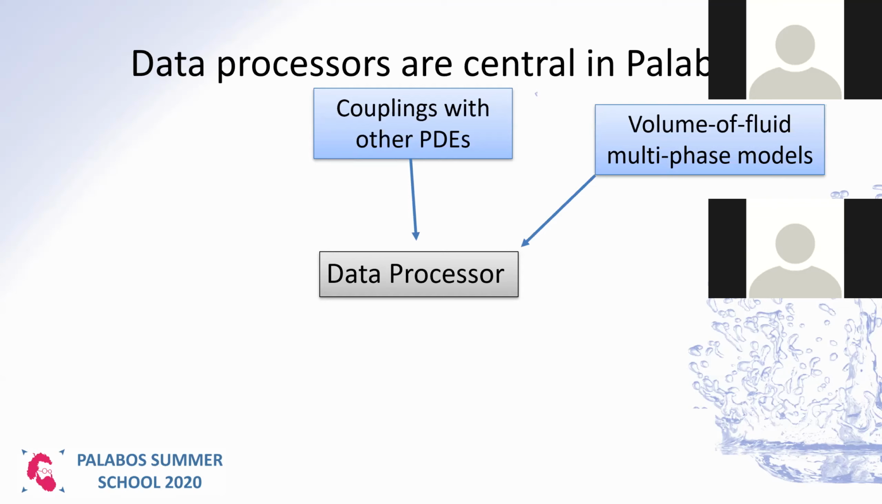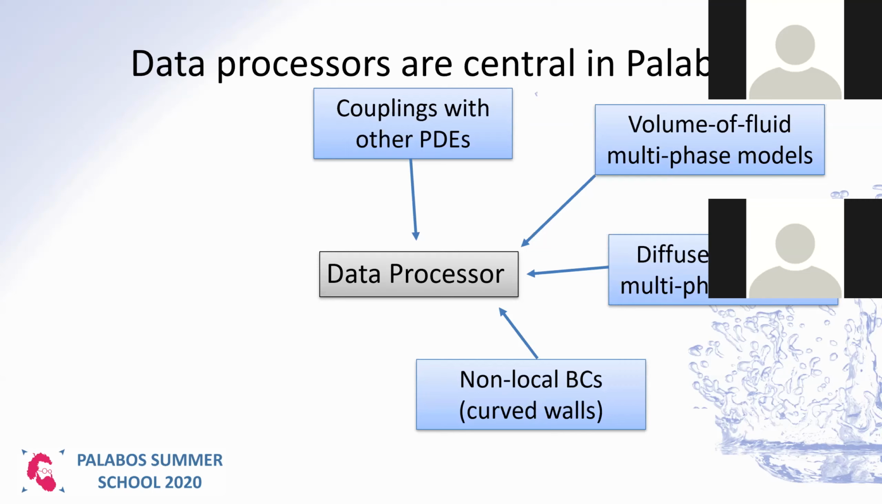Data processors are also the mechanism you are going to use most likely when you have multi-phase models. For example, there is a volume of fluid multi-phase model in Palabos, which uses a whole sequence of data processors. It is used in diffuse interface multi-phase models. So, for example, in the pseudo-potential model, the Shan-Chen model, which is implemented, which uses two or multiple species, each implemented through its own block lattice, and those block lattices are coupled with each other through a data processor.